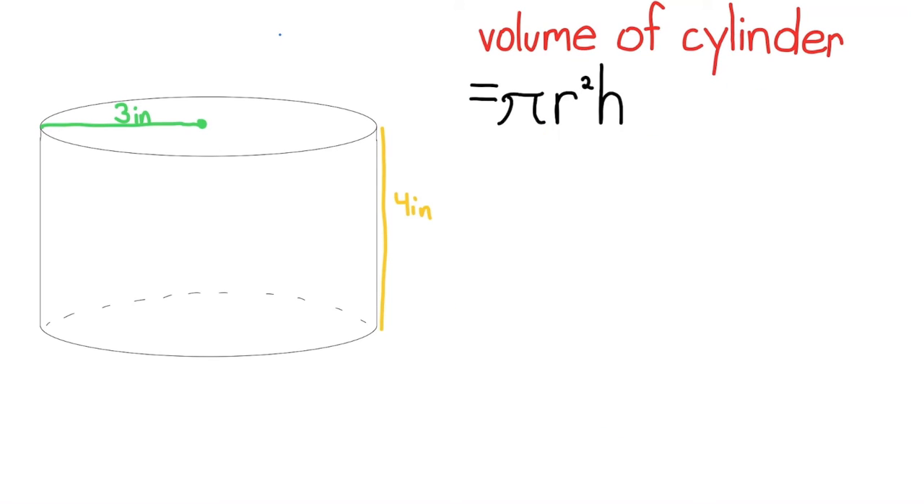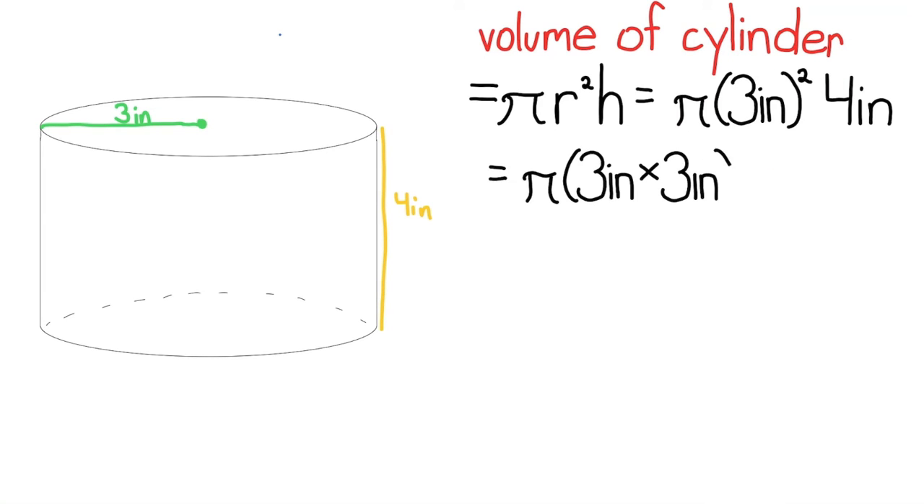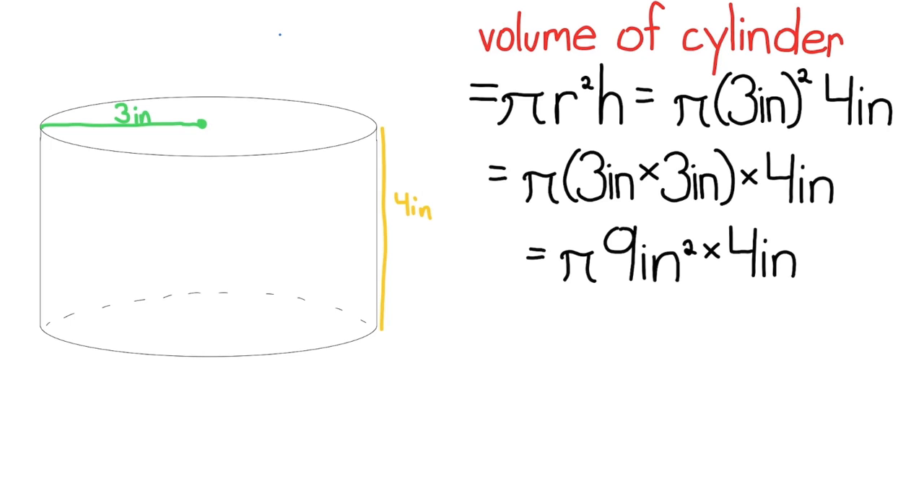So you see here we have the radius is 3 inches and the height is 4 inches. And here we have the formula written out. Let's write how the formula would look with these dimensions. So that would equal pi 3 inches squared times 4 inches. Now let's try how we find this out. So that'd be pi 3 inches times 3 inches times 4 inches. Okay, now let's solve what's in the parentheses. So that would equal 9. So pi times 9 inches squared times 4 inches.